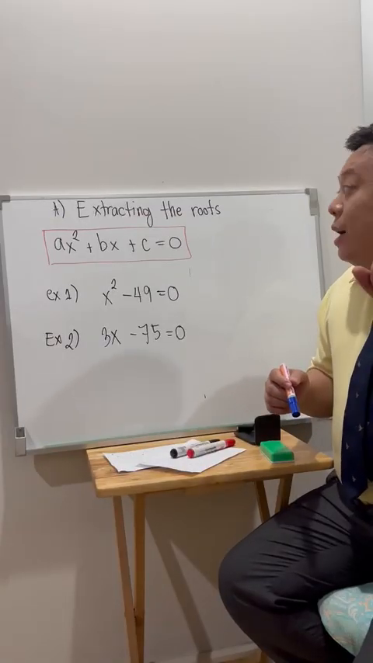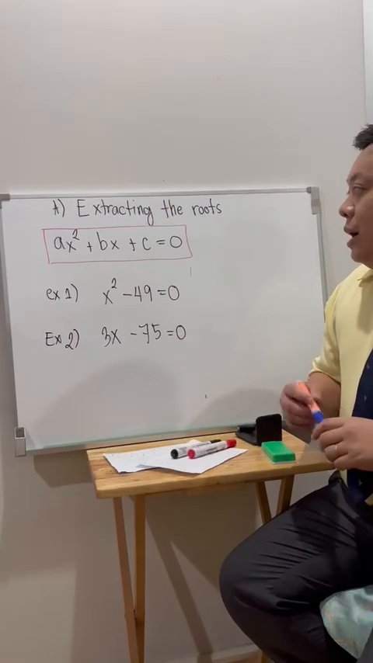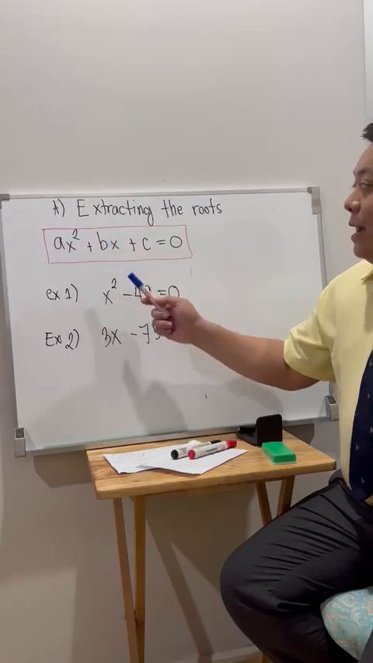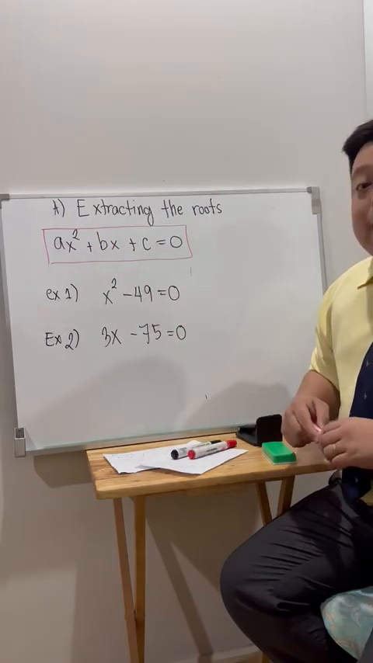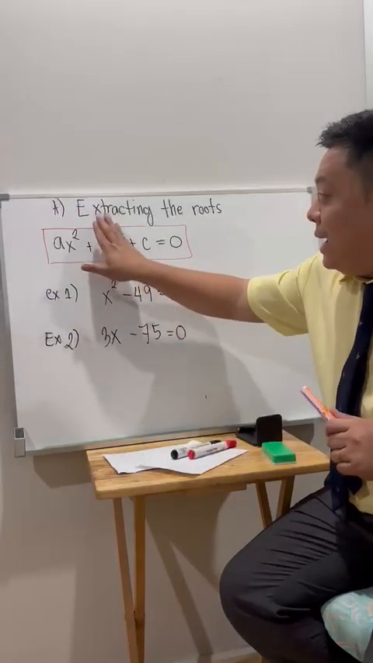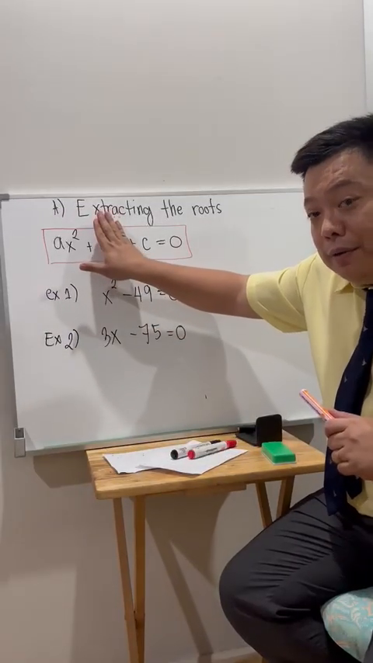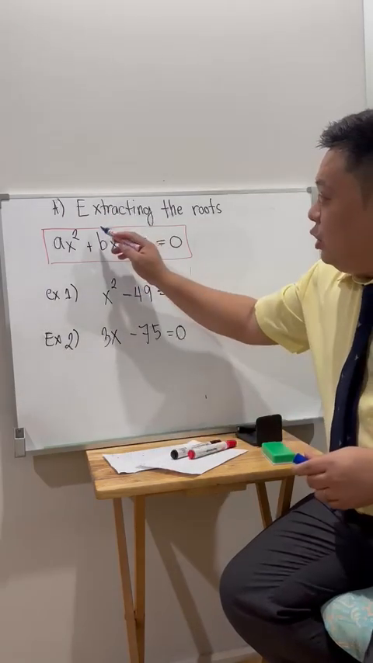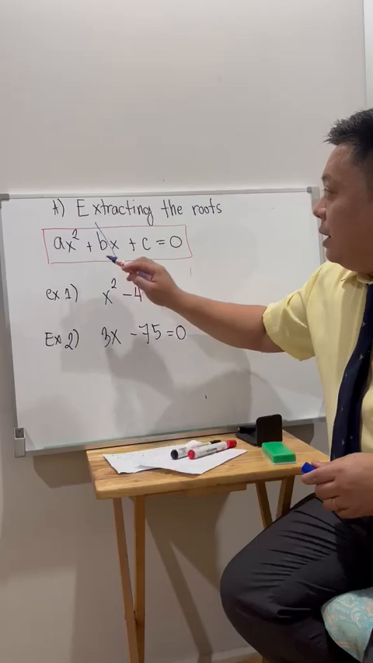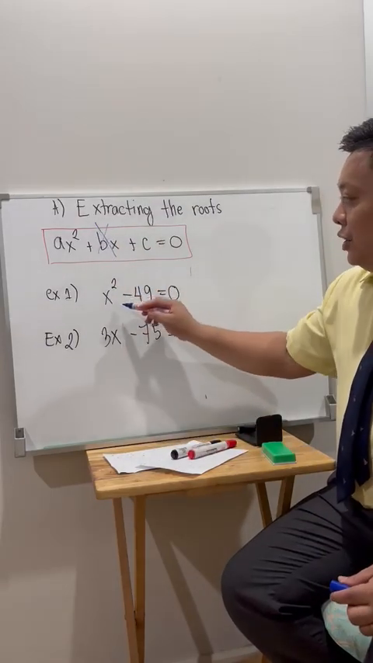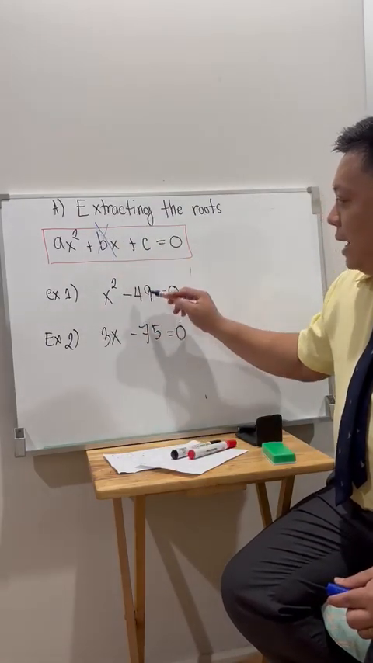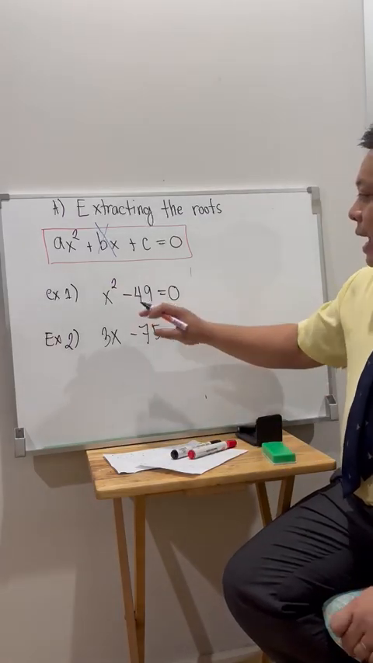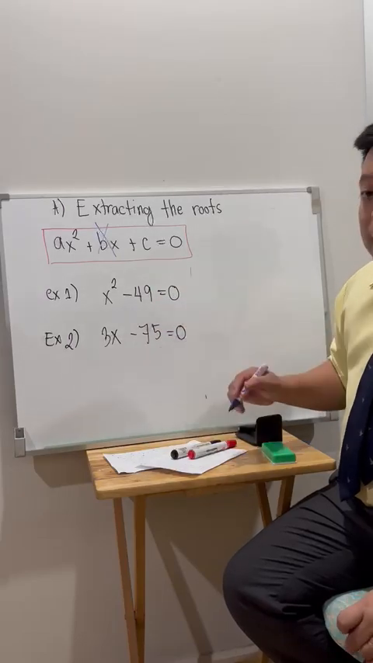So the first way will be extracting the roots. From our quadratic equation, ax squared plus bx plus c is equal to 0, this usually works when we don't have the middle value. So when we have ax squared plus c. Again, this usually works when we don't have this middle value here. So if you can see here, we have the value of a and c. So example number 1: we have x squared minus 49 is equal to 0.